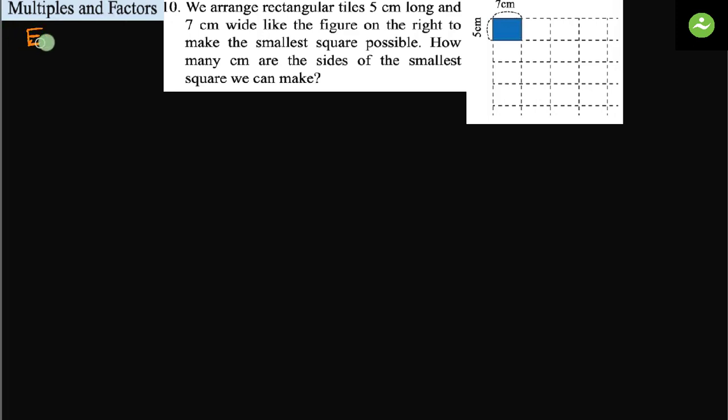Exercise 7.4. It's about multiples and factors. Math number 10. We arrange rectangular tiles 5 cm long and 7 cm wide like the figure. This is the figure.